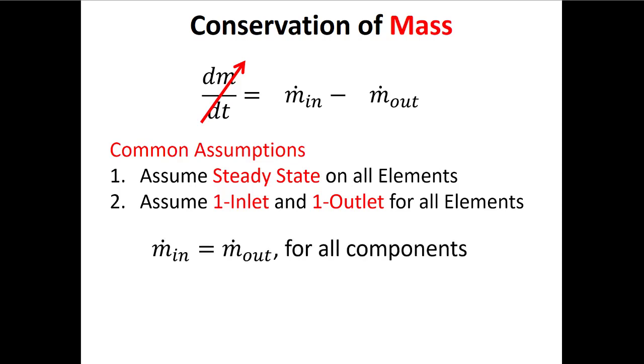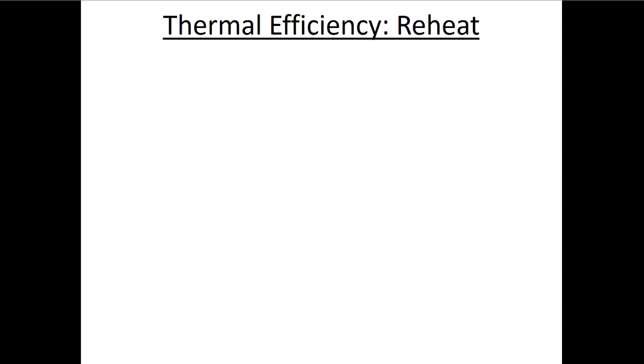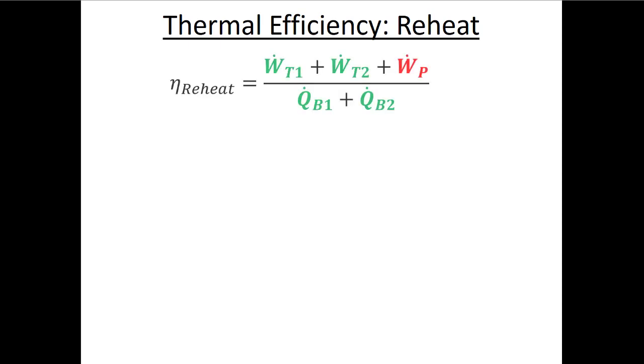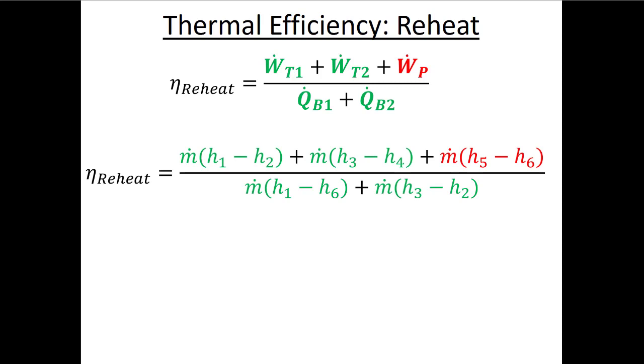So I'm going to change all of these mass flow rates to just m dot. I can lose the subscripts because they're all the same mass flow rate. Now I can put my expressions for all the powers and all the heat transfer rates into my thermal efficiency. So I found W dot T1, W dot T2, W dot P, and the heat transfer rate terms. So now I'm going to put these in.